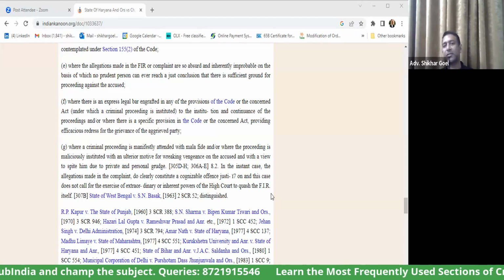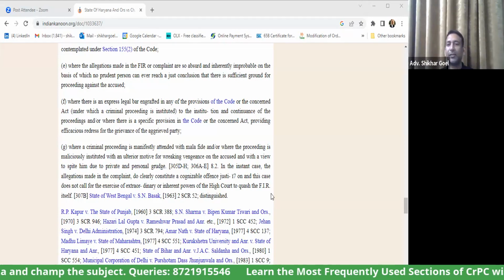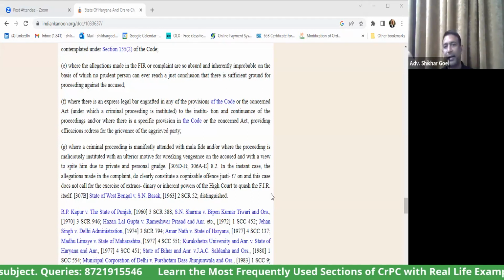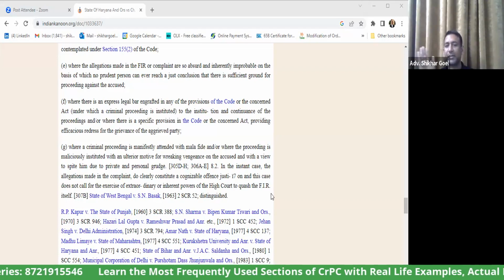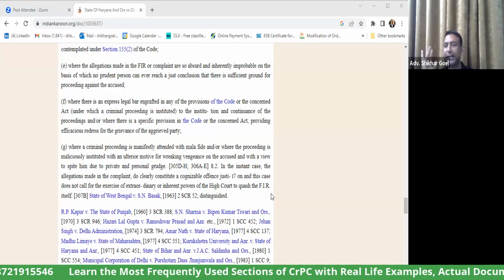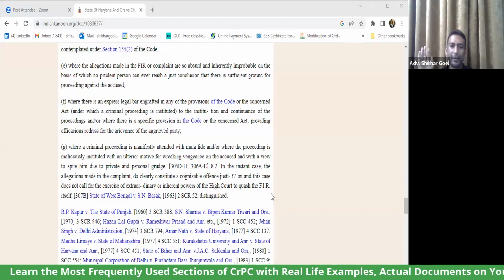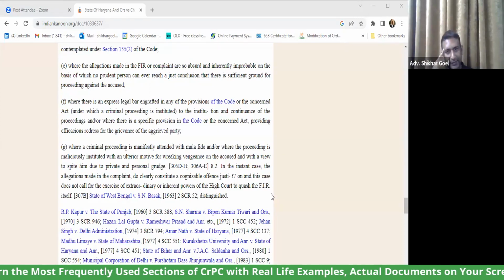या कुछ एक्ट्स होती हैं जिसमें आपका लोकस स्टैंडी नहीं होता टू बी अ कंप्लेनेंट. राइट? तो इफ इट इज बार्ड बाय द लेजिस्लेशन, you definitely cannot get it registered, and if it is registered then it can be quashed because नहीं होना चाहिए था ऐसा. लास्ट पढ़िए.